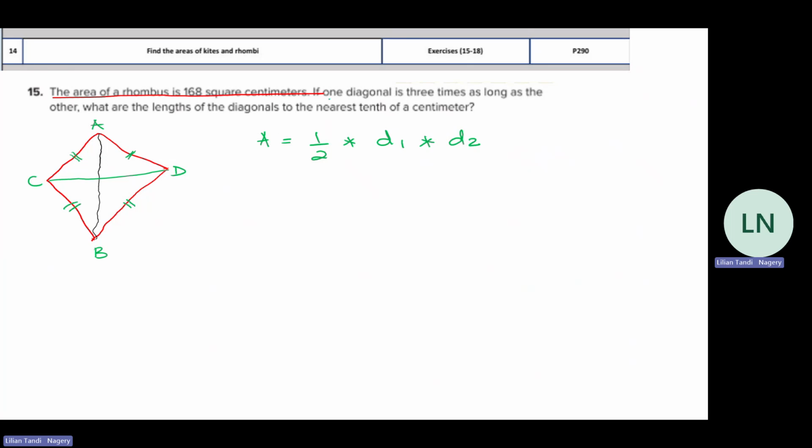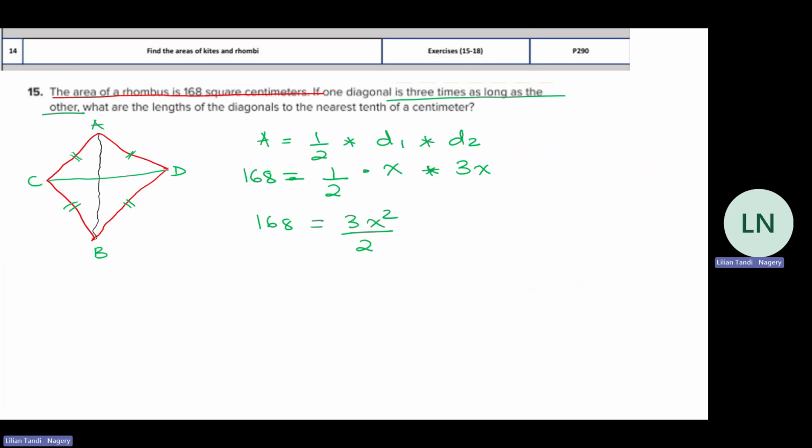And as you can notice, diagonal 1 should not be the same as diagonal 2. Okay? If one diagonal is 3 times as long as the other, so the other is x, the other one will be 3 times x, because it says 3 times as long. And then I will still multiply by half, and then I will ask myself, do I know the area? And I will say yes, the area is 168. Okay? So this becomes 168 equals 3x squared divided by 2.